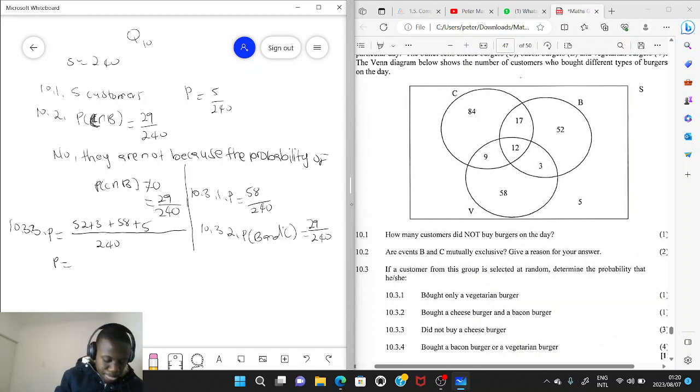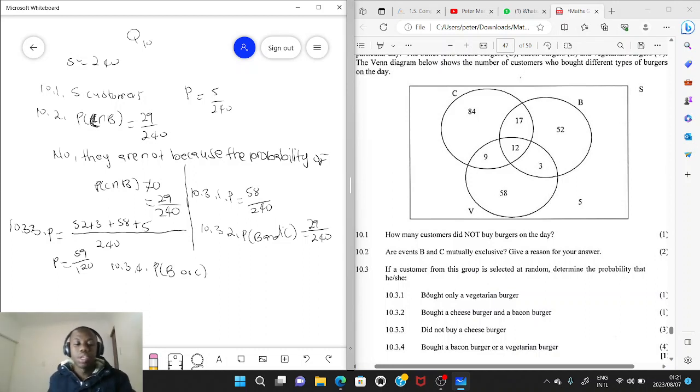So what is 52 plus 3 plus 58 plus 5 all over 240? That's 59 over 120, right? Now we have 10.3.4. On 10.3.4, we want the probability that a customer bought a bacon or vegetarian burger. So in this case, we want the probability of B or V, right?